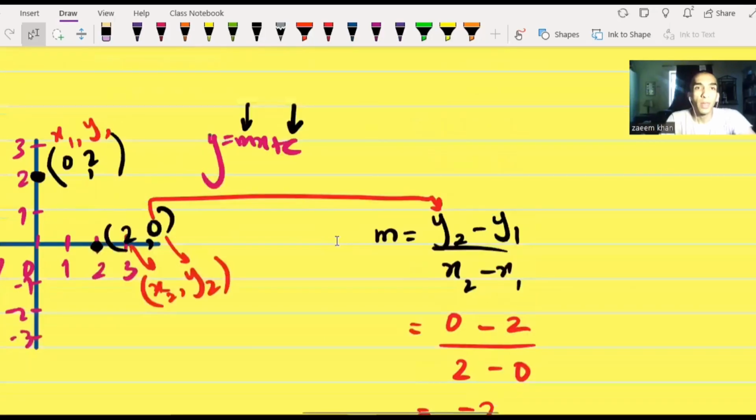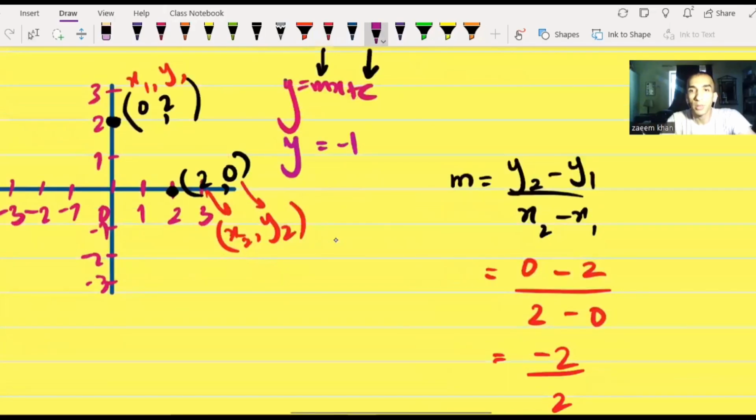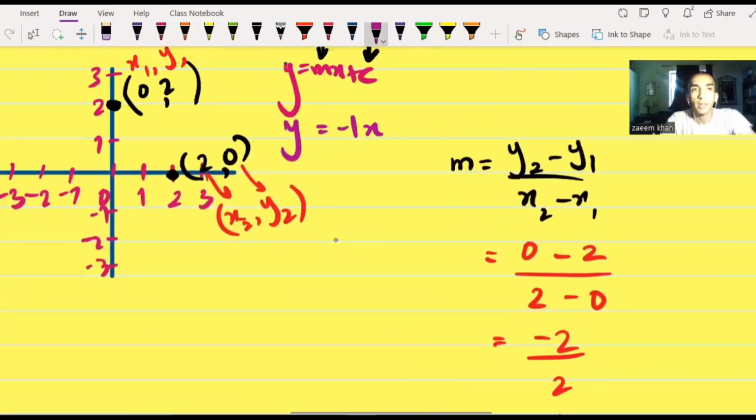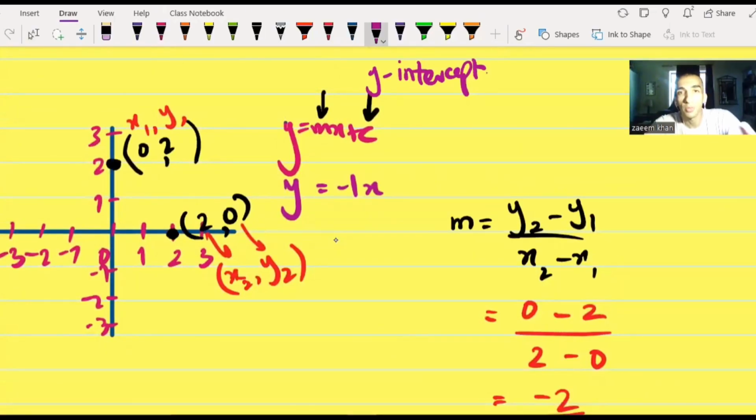So this is the value of m. So I can go up here and just plug this in. Y is equal to negative 1 x. Now, what's the value of c? C is the y-intercept. Y-intercept is the location or the value where the line cuts the y-axis.